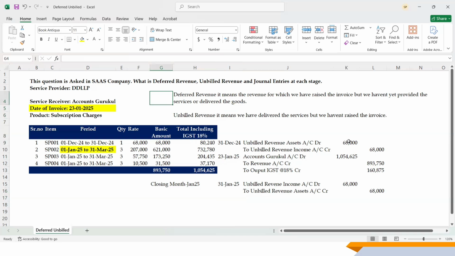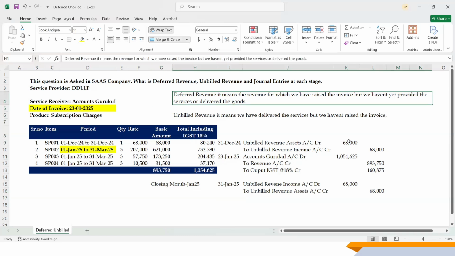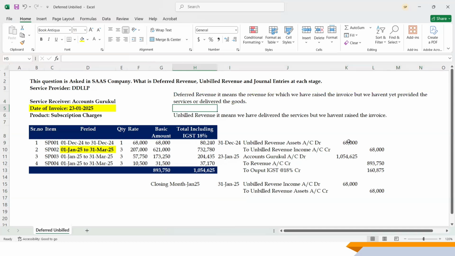Second is the deferred revenue. The deferred revenue, another name of this is unearned revenue, the revenue which we haven't yet earned. So that's also going to be another nomenclature for deferred revenue. Since it has deferred revenue, as per that concept, you have raised the invoice. So as on 23rd Jan, you raise the invoice for the services December to March.